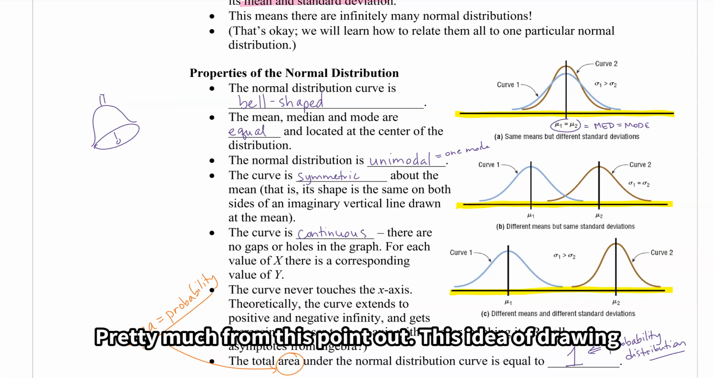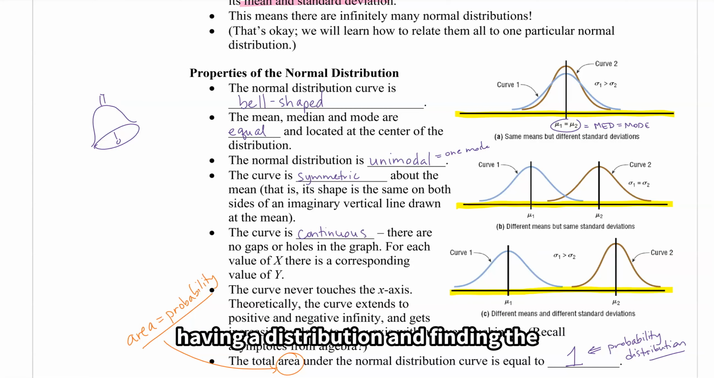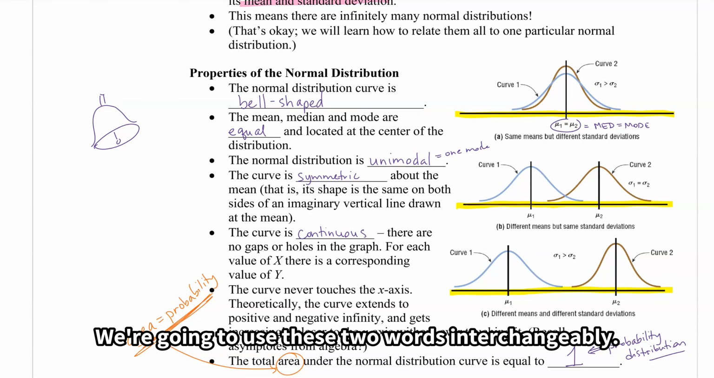This idea of drawing a curve and finding the area under it, or having a distribution and finding the corresponding probability for a given value. We're going to use these two words interchangeably.